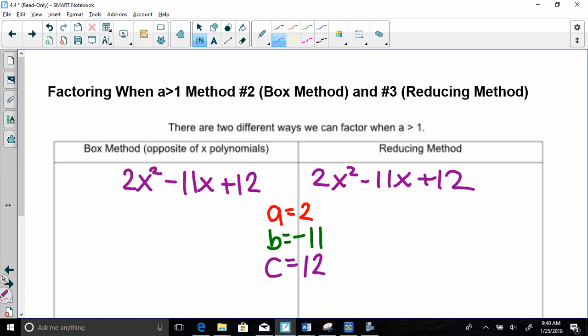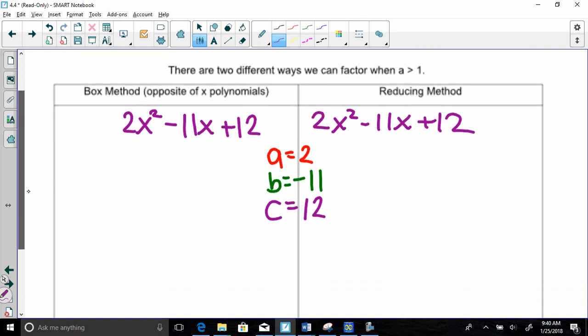Beautiful. So same thing we did last time. And you guys can write this in the middle because it's the same steps. The first step is exactly the same for both methods. I'm teaching you the box method, which is basically the opposite of when we multiply polynomials. So if you're more of a visual learner, you may like that better. Reducing is kind of one of those shortcut methods, but a lot of people make mistakes on them. It's easier, but it's easier to make mistakes. So whichever method you want to use, you can use.